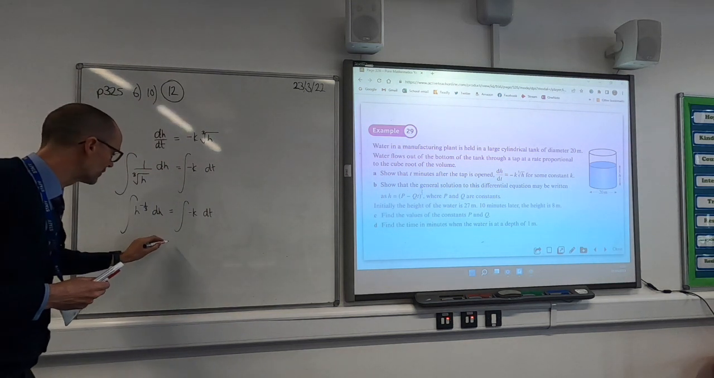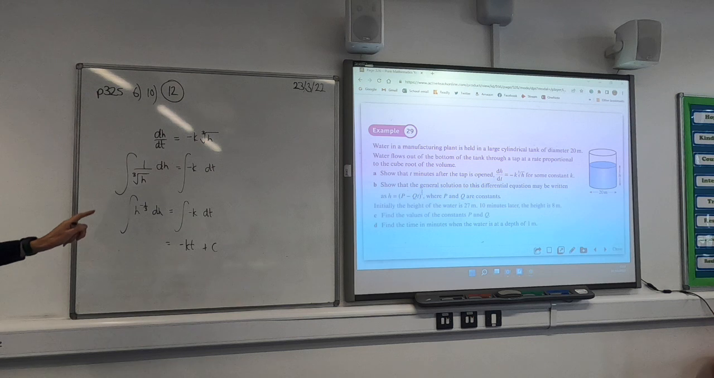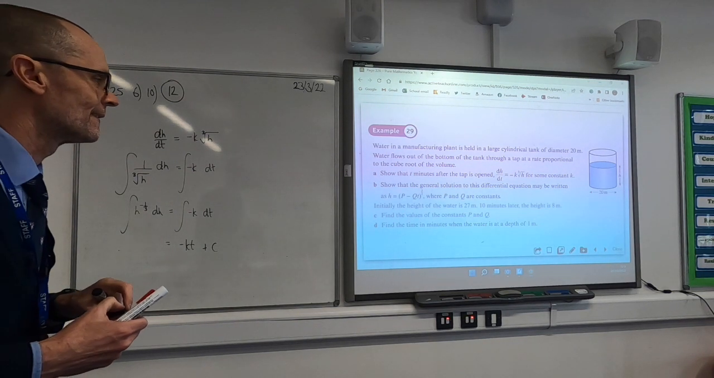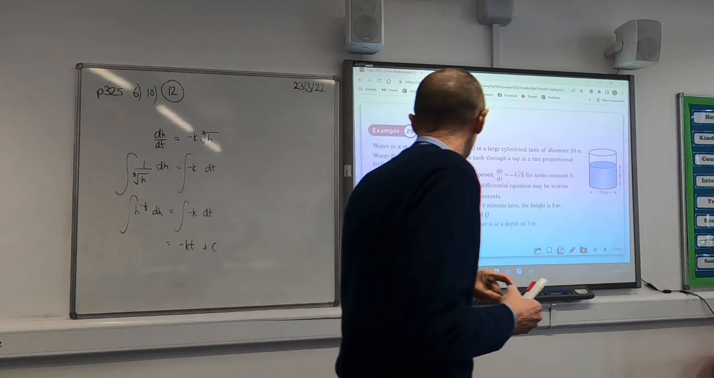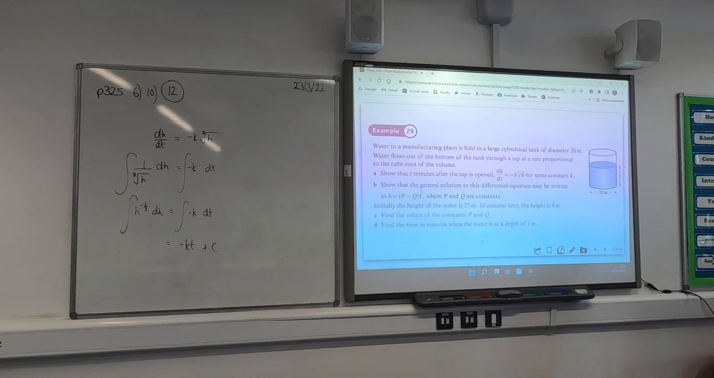Minus k is a constant, so when I integrate that with respect to t, I just get minus kt. This I'm hoping you can do by increasing the power and dividing by the new power, remembering that the denominator pops to the top. Cube root is the power of a third, but 1 over the cube root is the power of minus a third. When you integrate, you increase the power by 1.